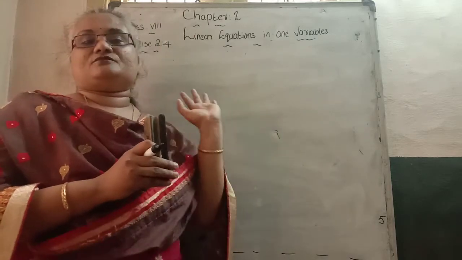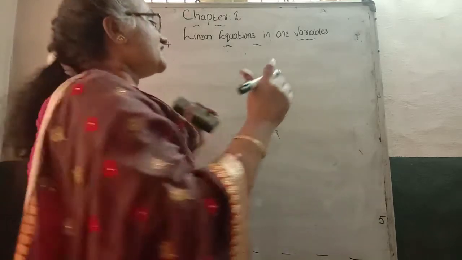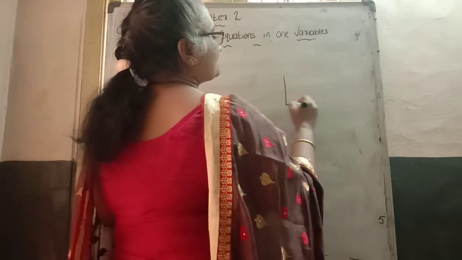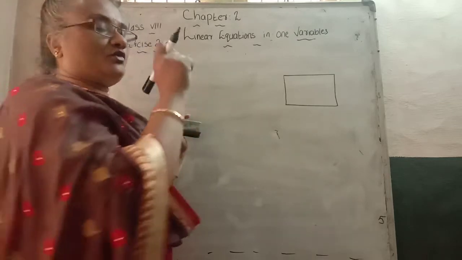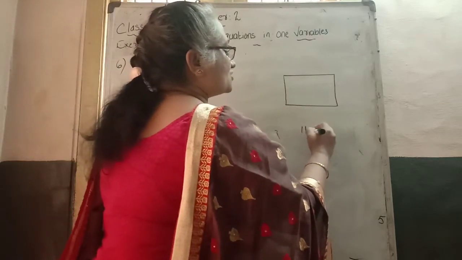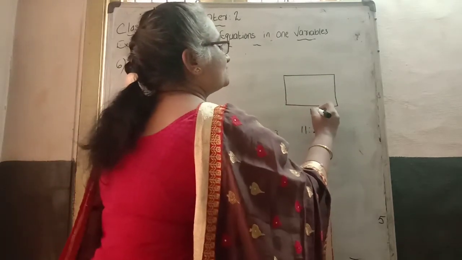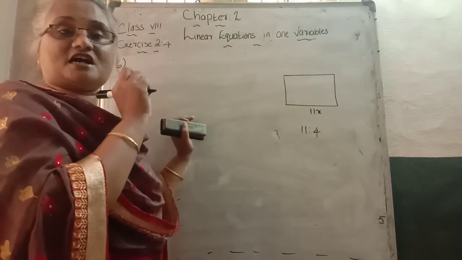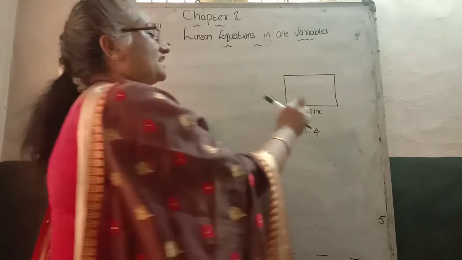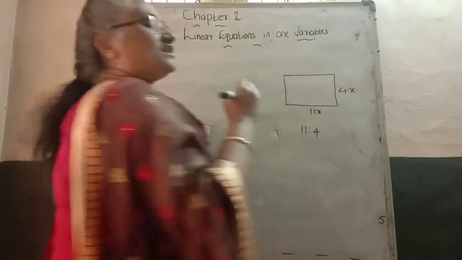In a Grama Panchayat, there is a village, and in that village there is a rectangular plot. The length and breadth of the plot are given in ratio, 11:4. That means the first 11 represents the length. In a ratio case, we always want one alphabet also, so we consider the length as 11x and the breadth as 4x.